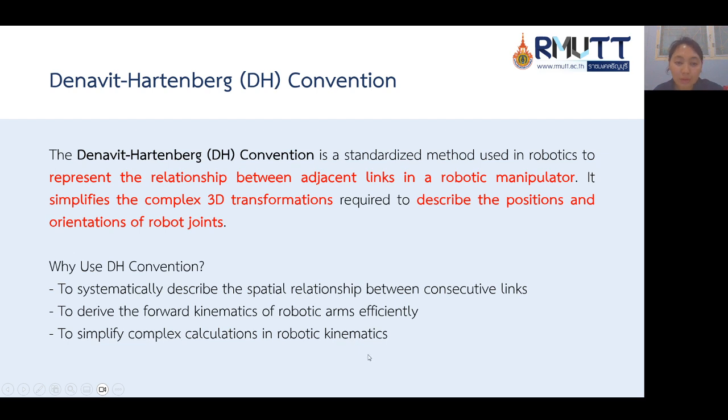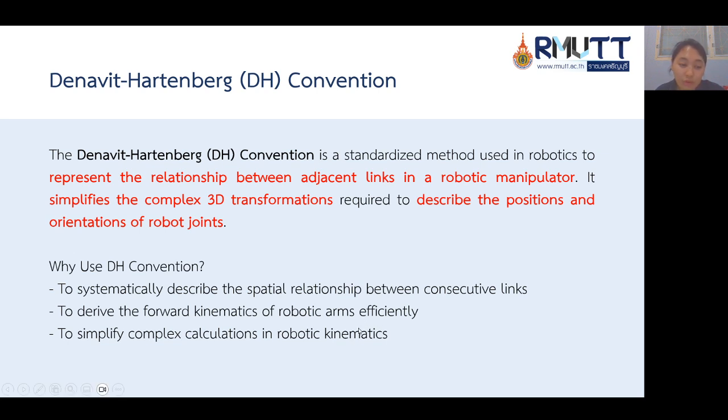The Denavit-Hartenberg or DH convention is a standardized method used in robotics to represent the relationship between adjacent links in a robotic manipulator. It simplifies the complex 3D transformation required to describe the positions and orientations of robot joints.